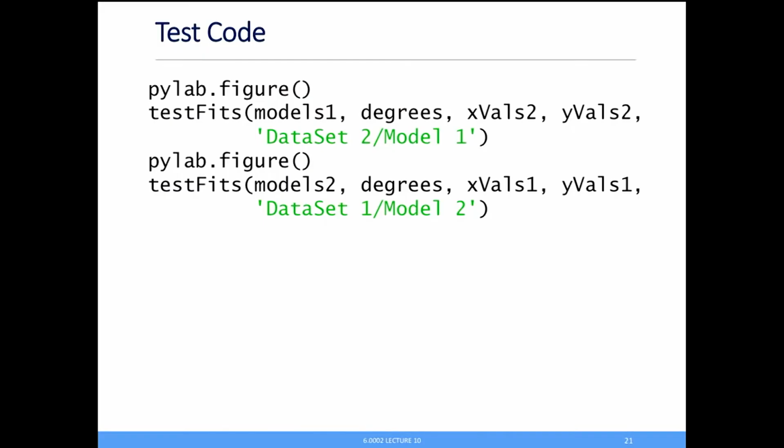So here's the code I'm going to use. It's pretty straightforward. All I want to draw your attention to here is, remember, models one I built by fitting models of degree 2, 4, 8, and 16 to the first data set. And I'm going to apply those models to the second data set, x-vals 2 and y-vals 2. And similarly, I'm going to take the models built for the second data set and test them on the first data set to see how well they fit.